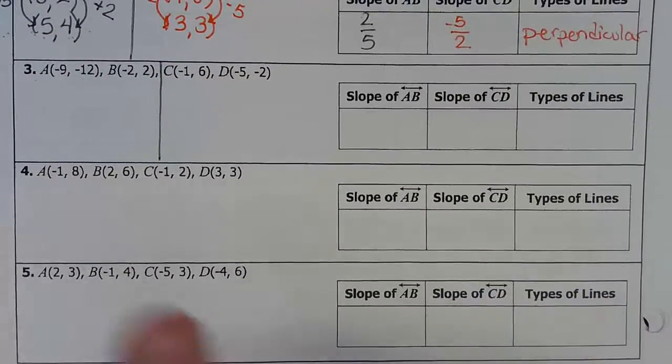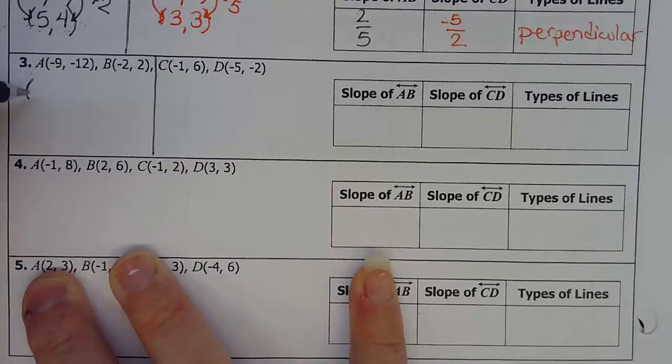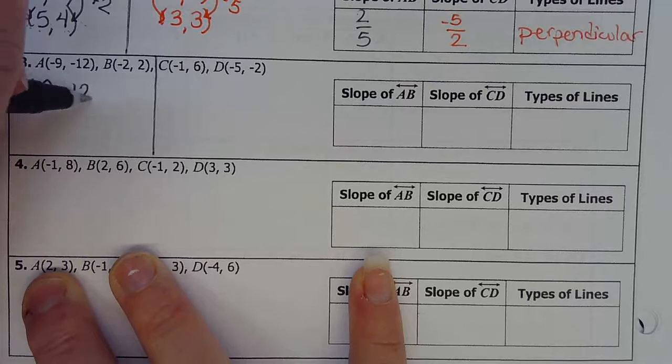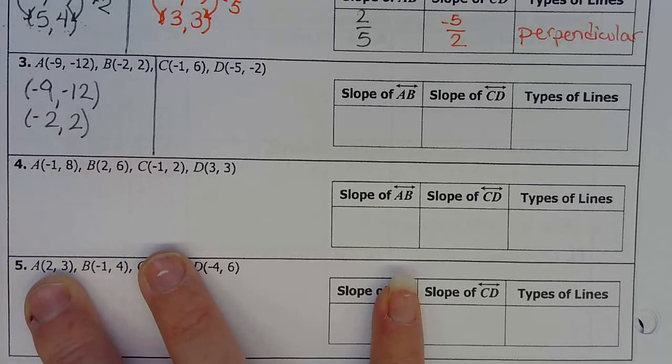Same idea. We're going to figure out the slope between A and B. So we stack my points: -9, -12, -2, and 2. And you're going to figure out the differences. So how do I get from -12 to +2?